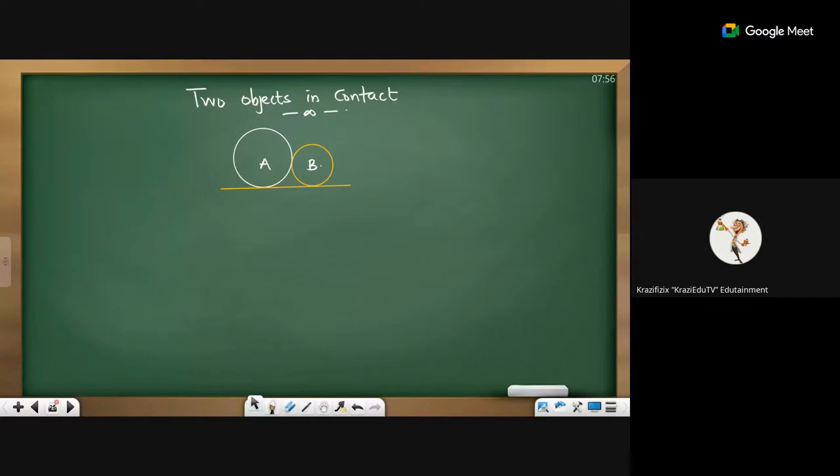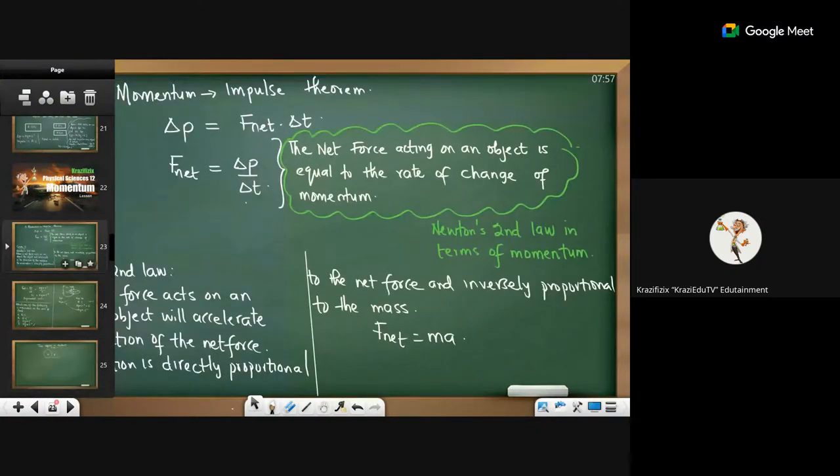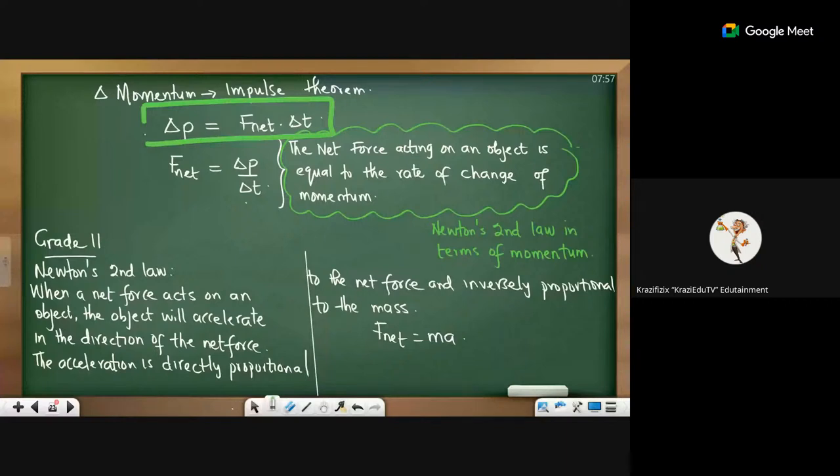Ayanda, which slide are you referring to? The first slide. Okay, guys, please give me a response to this question while I'm trying to sort out Ayanda. If it's this one, all we did was, very fast, we came up with this formula yesterday, and now divide both sides by delta T. F net equals delta P over delta T. And that's Newton's second law in terms of momentum: the net force acting on an object is equal to the rate of change of momentum. So we can use that. I'm going to deal with a lot of explanations on that just now. I hope we're okay there, Ayanda.